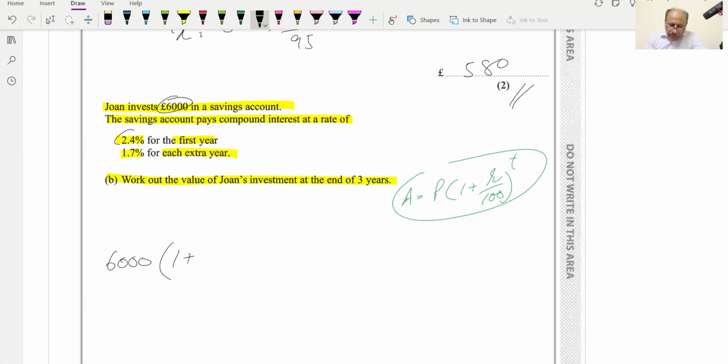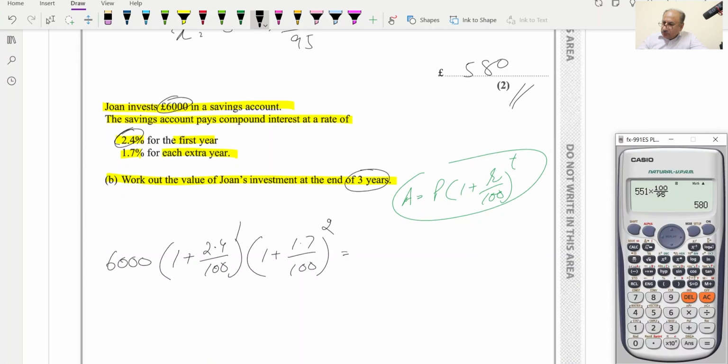It's for 3 years, right? So 1 plus 2.4 over 100, and this will be for 1 year. And for the remaining 2 years it will be 1 plus 1.7 over 100, and this will be for 2 years, and this will be equal to what we can calculate.